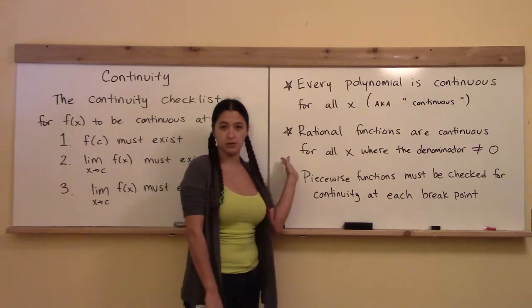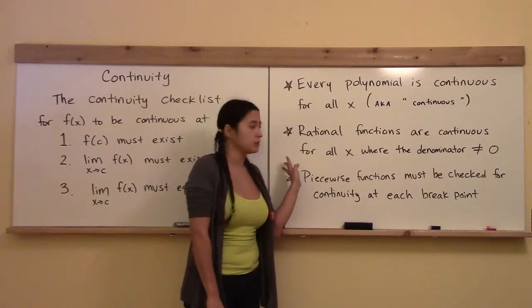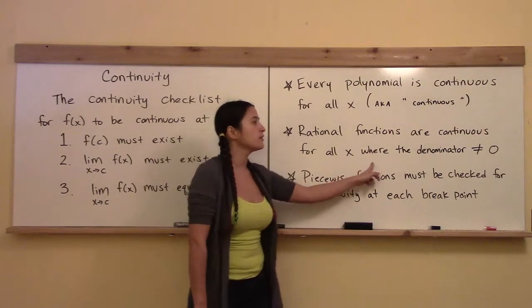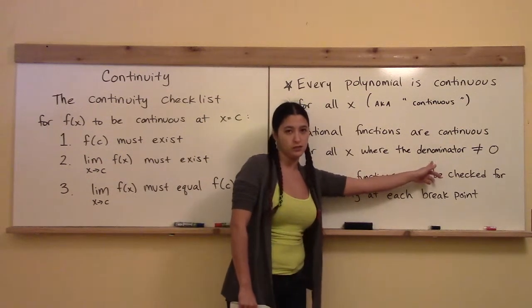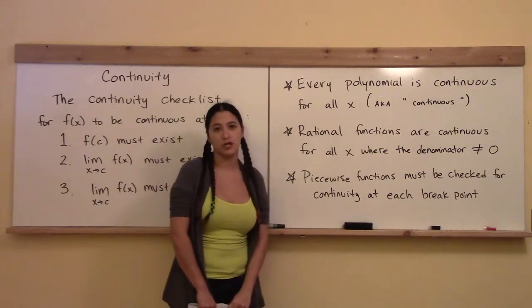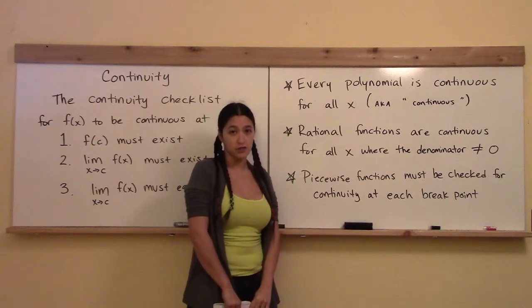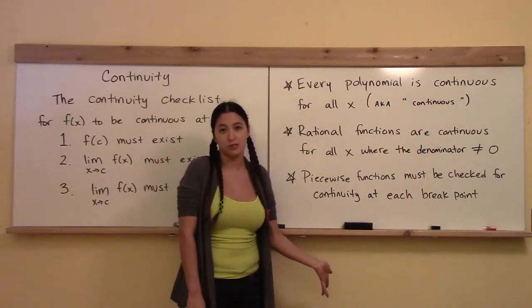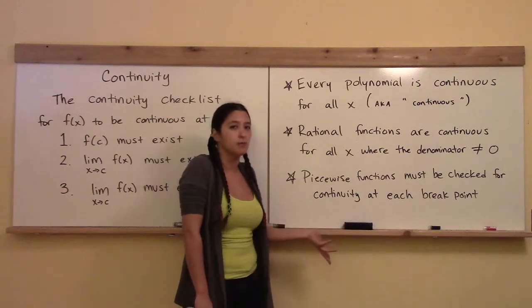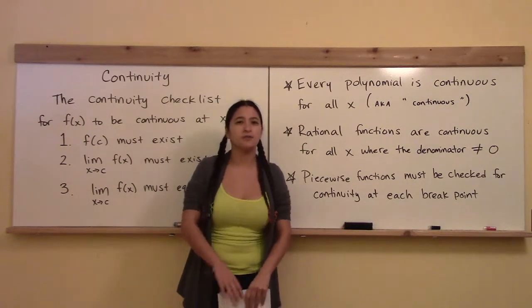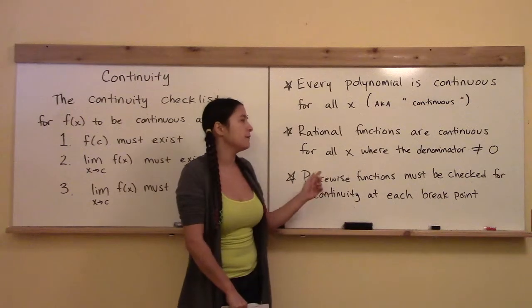Rational functions, which you remember is the ratio of two polynomial functions, are going to be continuous for all x where the denominator is not equal to 0. So if you look at the video lecture on the limits of rational functions, you see that when the denominator is not equal to 0, those are the good spots because you're just going to get a real number out of the function.